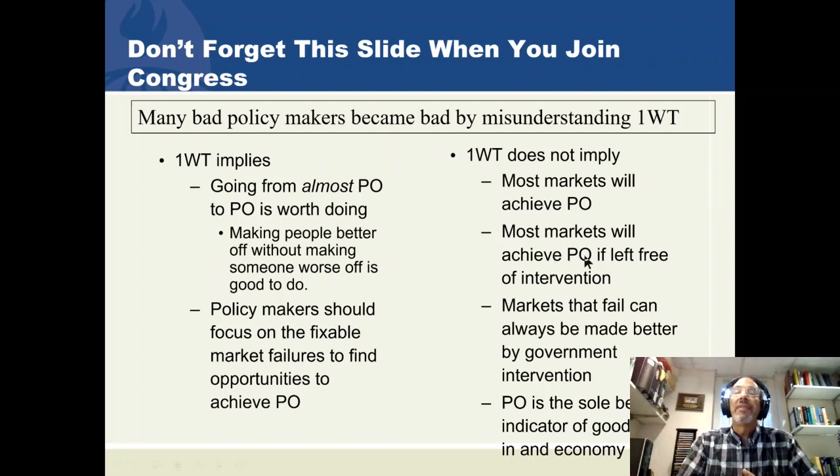And the fact is that if there are situations where Pareto optimality is not happening, where there are market failures, sometimes government intervention can make it better. But that can be carried too far as well. Markets that fail are not always made better by government intervention.